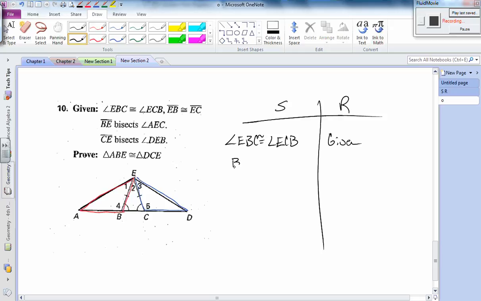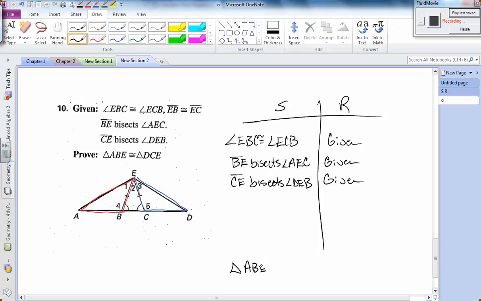We have that line segment BE is an angle bisector to angle AEC. It's given. Okay, so we have BE. Okay, AEC, so 1 and 2 are congruent. And we have that CE bisects angle DEB, which is given. And we're trying to prove that triangle ABE is congruent to triangle DCE.